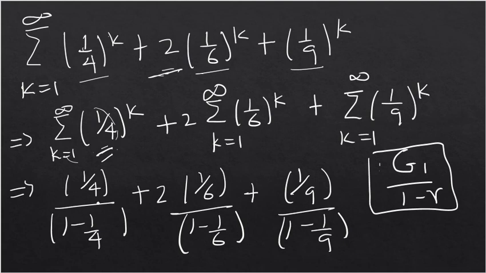So we have (1 over 4) over (1 minus 1 over 4), plus 2 times (1 over 6) over (1 minus 1 over 6), plus (1 over 9) over (1 minus 1 over 9). We can complete this sum. And how does it look? Let us go to the next page and see it.